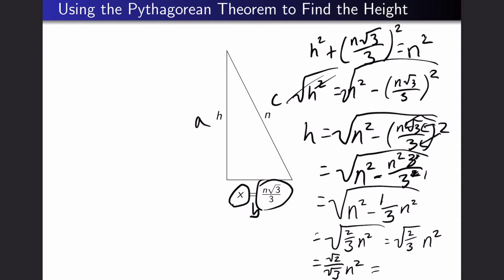I'm going to multiply these over, there you go. These over here times root 3 over root 3, and then we get a 3 on bottom, and then root 3 times 2, just simple multiplication, that's root 6 n squared. Nice. So now we have the value of the height.